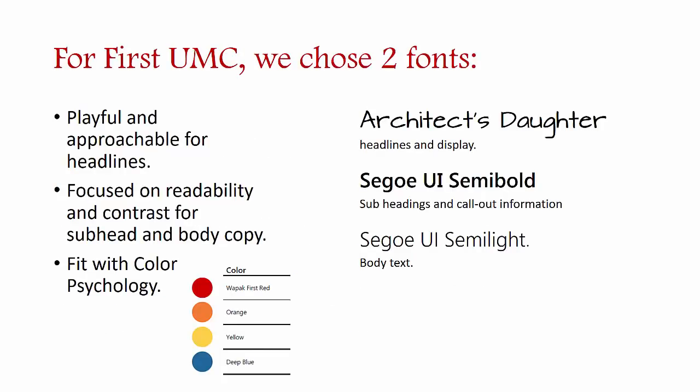The first one we picked was Architect's Daughter, which is a display type font. It was seen as playful and interesting and kind of connecting with kids. But then we focused on readability and contrast for the subhead and the body copy, and we used Segoe UI, both either semi-bold for subheadings and semi-light for body text. And it also fit with the red and the vibrancy and the playfulness, and we also had that Architect's Daughter, and it really became an ownable element for our church.